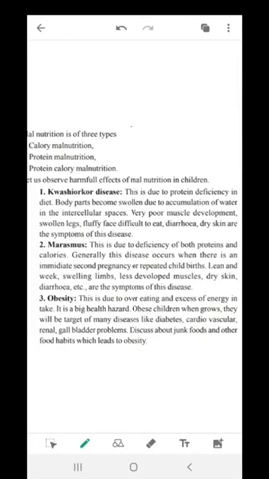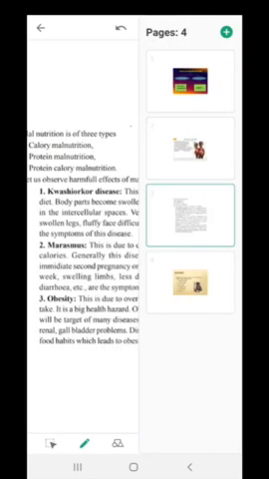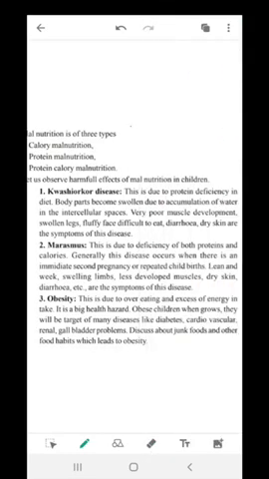Body parts become swollen due to the accumulation of water in the intercellular spaces. Very poor muscle development can be seen. Swollen leg, fluffy face can be seen here. In the Kwashiorkor disease, the symptoms: there will be diarrhea and dry skin. These are the symptoms of this disease.